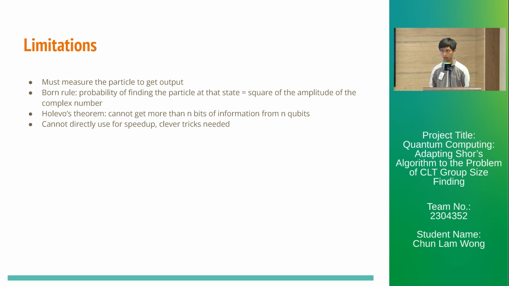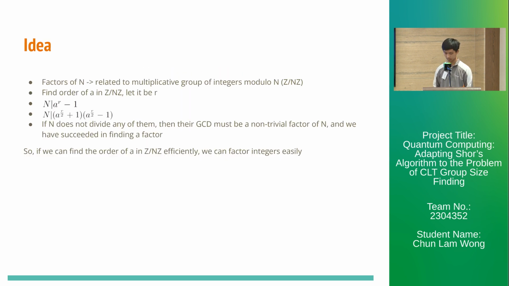Now we will talk about Shor's algorithm. The idea of Shor's algorithm is that the factors of n are related to the group of integers modulo n. If we have an integer a, we can find its order modulo n; let's call the order r. By definition, a to the r power minus 1 is divisible by n. Using the difference of squares formula, we can factor it into two different parts as shown here.